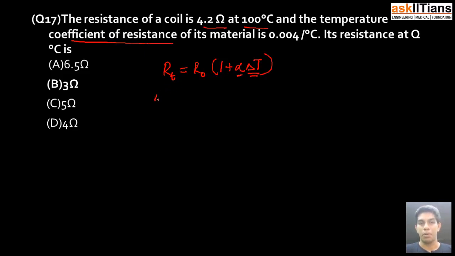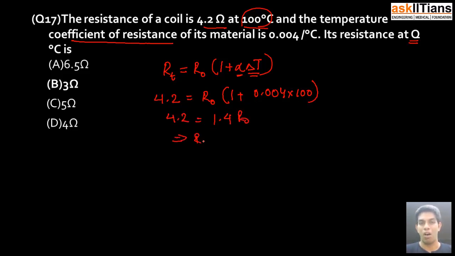So RT is given to be 4.2 ohm. We need to find out what R naught is. So here, 1 plus alpha is 0.004, del T is 100 degrees Celsius, because this is 0 degrees Celsius and this is 100 degrees Celsius. So the change in temperature is 100 degrees Celsius. So 1.4 times R naught is equal to 4.2 ohm, which implies R naught is equal to 3 ohm. Hence B is the correct answer.